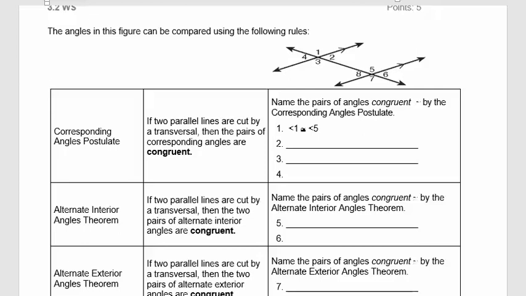One of the pairs is given to us. We have that angle 1 and angle 5 are corresponding. And if they are corresponding, and these are parallel lines, then the pairs of corresponding angles are congruent. So they wrote that angle 1 is congruent to angle 5. Now your job is to find the other pairs of corresponding angles. So look back and find what corresponding angles are and then complete 2, 3, and 4.